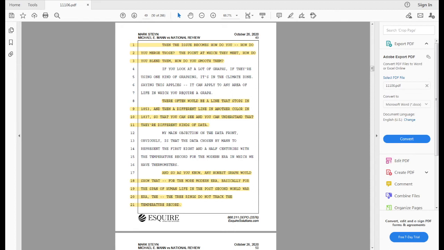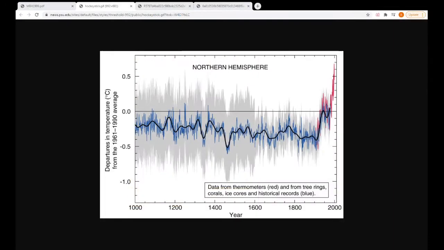Now, this is a very simple point, and it's a very good point if it is true. Unfortunately, it just doesn't seem to be. Here is Michael Mann's most famous publication of the hockey stick graph. He has published it in a few different versions.